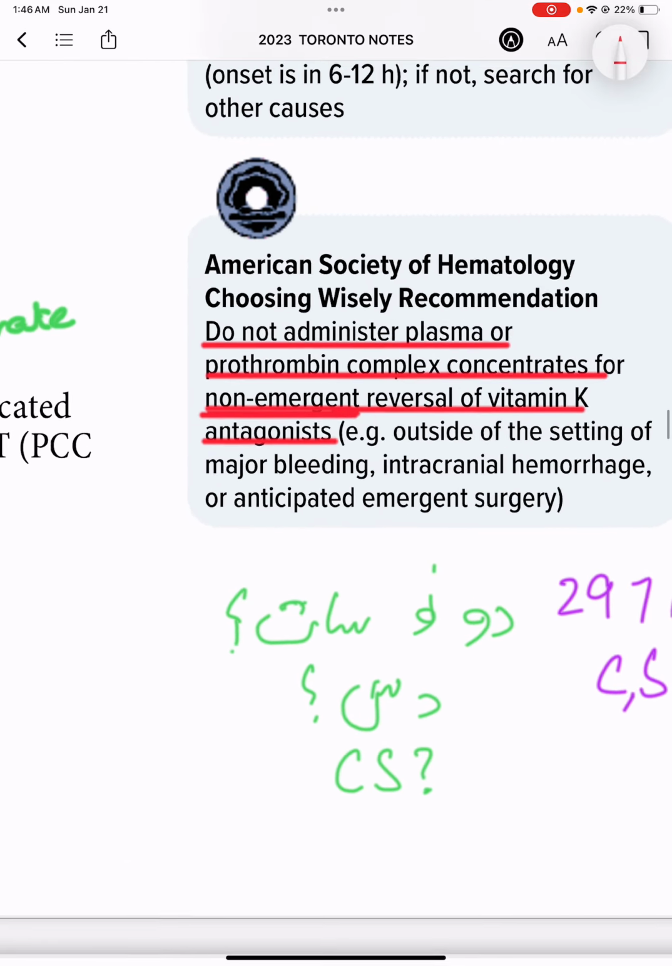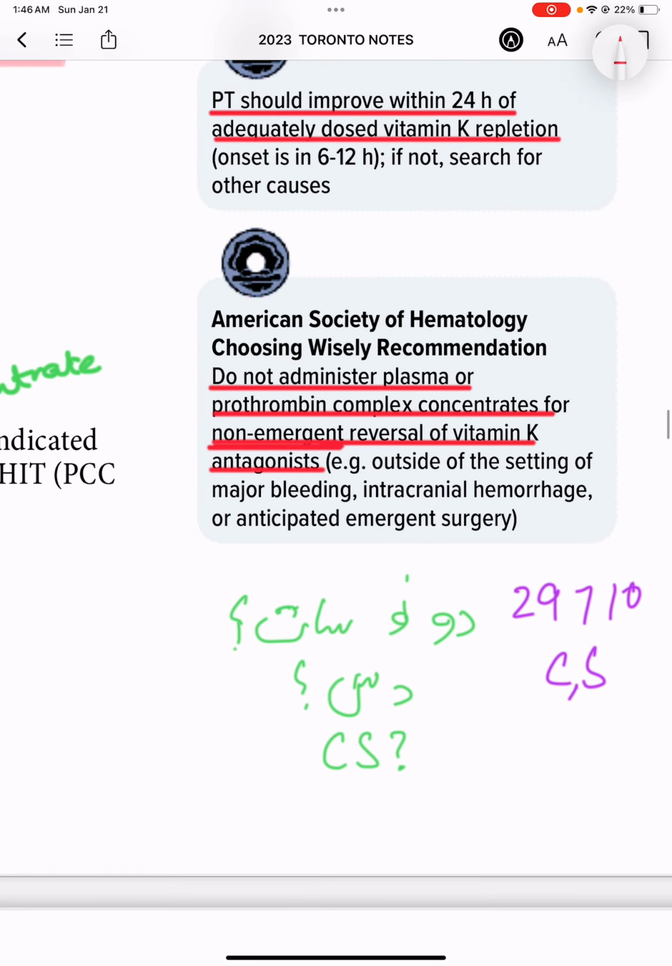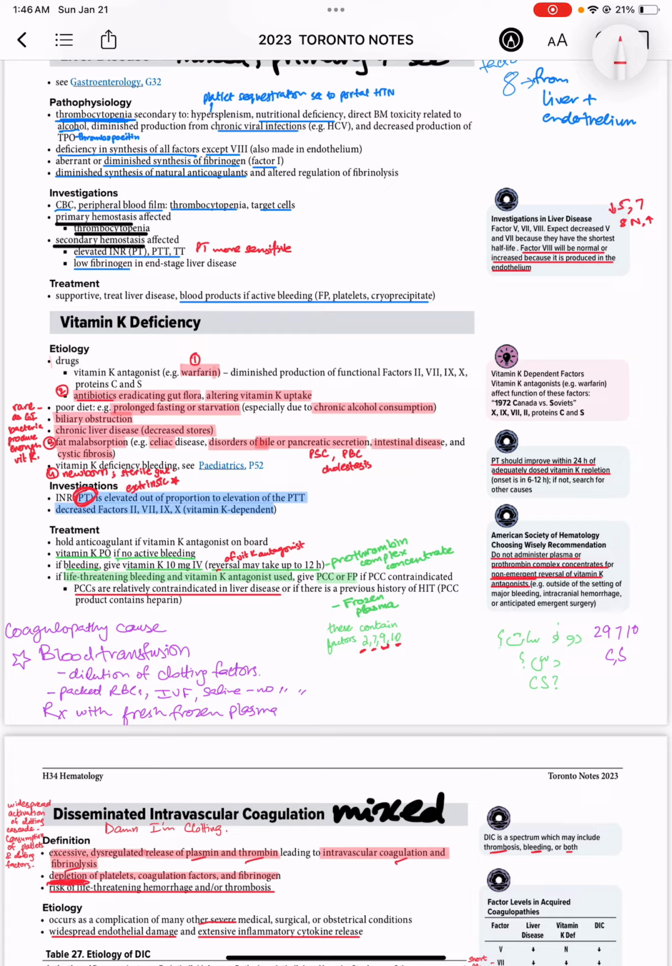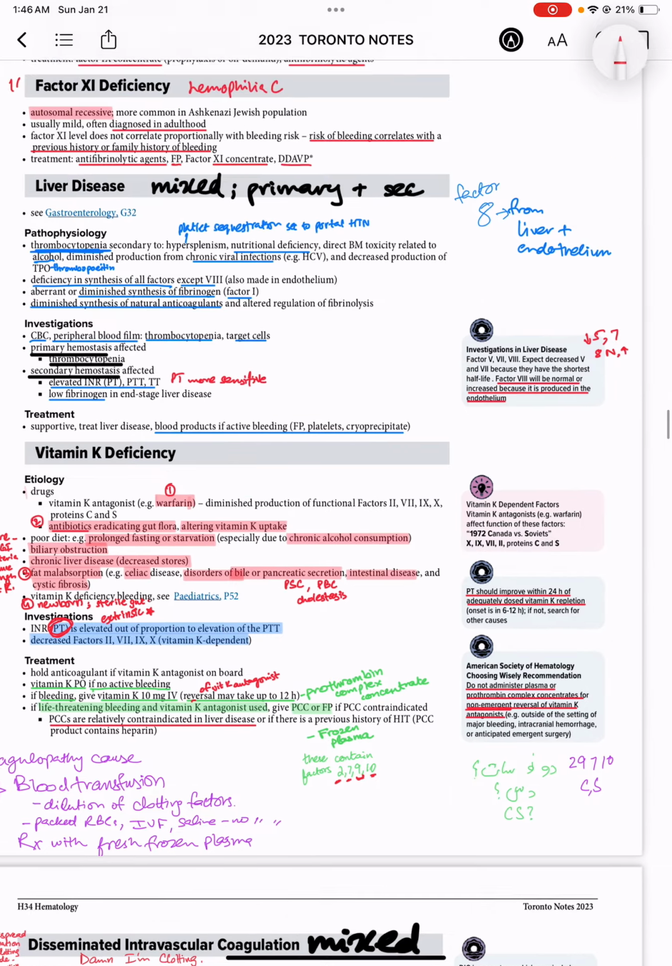And they say that do not administer plasma or prothrombin complex concentrates, so FFP or PCC, for non-emergent reversal of vitamin K antagonists. So you're not going for non-emergent reversal, just outside of the setting of major bleeding, intracranial hemorrhage, or anticipated emergent surgery. These are the emergent ones, right? So you can go and give PCC or FFP in here, but outside of the setting of this, don't go for PCC and FFP in the case of vitamin K deficiency.